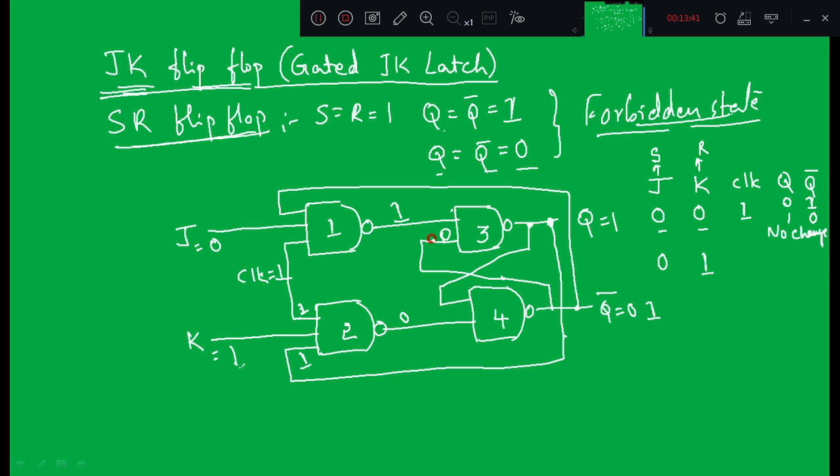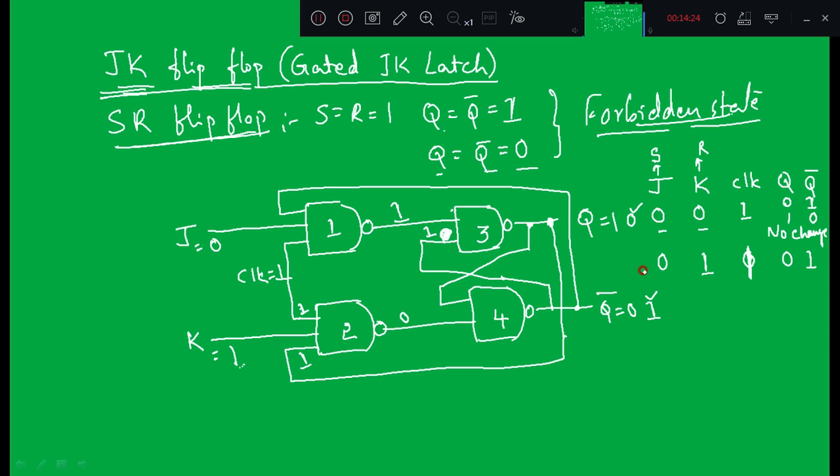Now this Q bar is connected to the second input of the third NAND gate, so this input will become 1, so 1 NAND 1 is equal to 0, right? So what you got, when the control signal is high and K is equal to 1 and J is equal to 0, we got the reset state. This is called the reset state. That means the flip-flop is going to store 0, right? So now this 0 1 will act as the previous state for the next state, if I change the J and K values, okay?